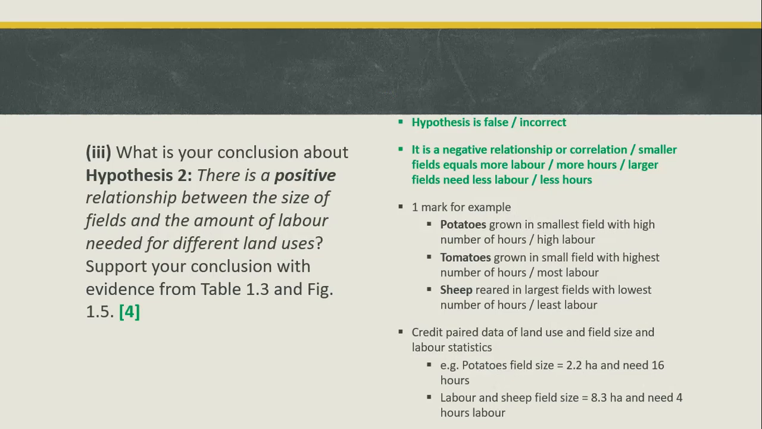And you will get 1 mark for examples such as potatoes grown in smallest field with high number of hours or high labor. Tomatoes grown in small field with highest number of hours or most labor. Sheep reared in largest field with lowest number of hours, least labor. And credit for paired data of land use and field size and labor statistics. Potato field size 2.2 hectares and needs 16 hours of labor, and sheep field size, which is 8.3 hectares, and needs 4 hours of labor. We move on to the next part.